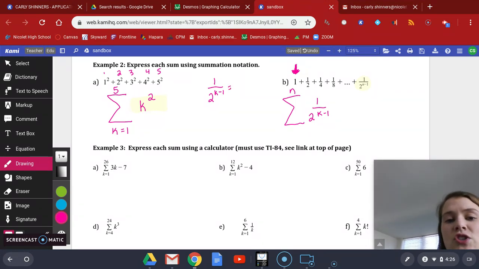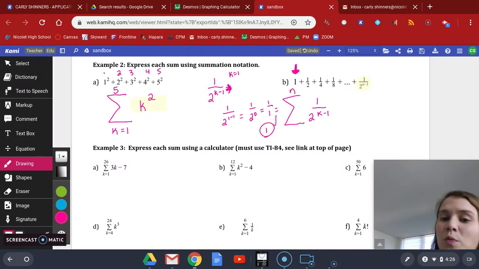So you might just try plugging in 1, and let's see what happens. I get 1 minus 1 in my exponent, which is 0. And anything to the 0 power is 1. So I get 1 divided by 1, which is 1. So just as we expected, k does equal 1 in this case.